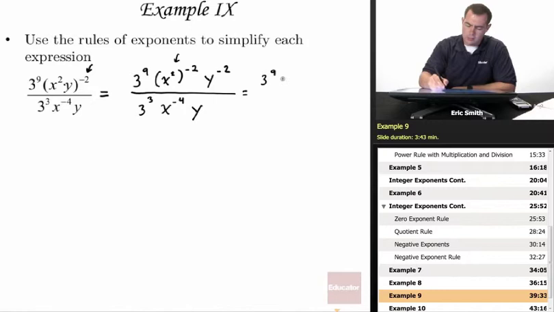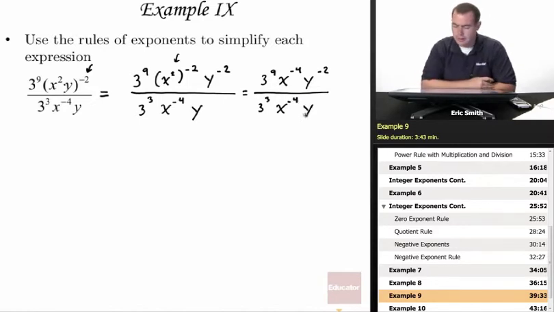So 3 to the 9th, then 2 times the negative 2 would be x to the negative 4, y to the negative 2. Alright, looks good. Let's see, where can I go from here? Well, I like dealing with those negative exponents and really changing the location of things so I don't have to worry about negatives. So let's do that first.